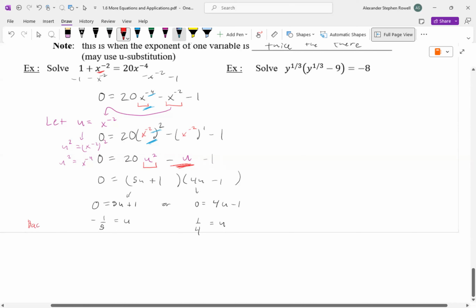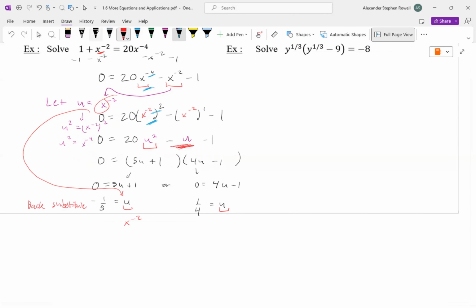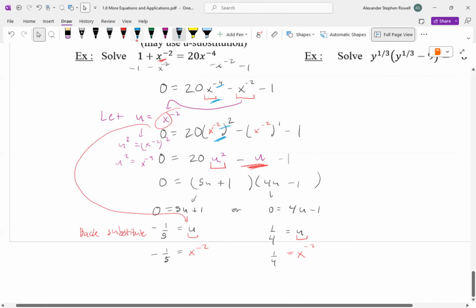You're on the right track. We do what's called back substitute. U is equal to x to the negative second. So we plug back in. X to the negative 2 is equal to negative 1/5, and x to the negative second is equal to 1/4. How do you want to get x by itself? How do you want to solve this?